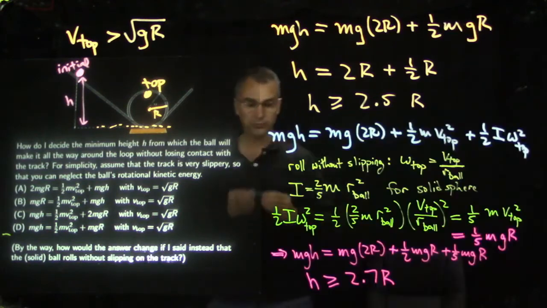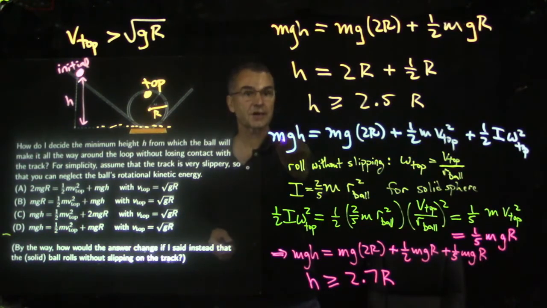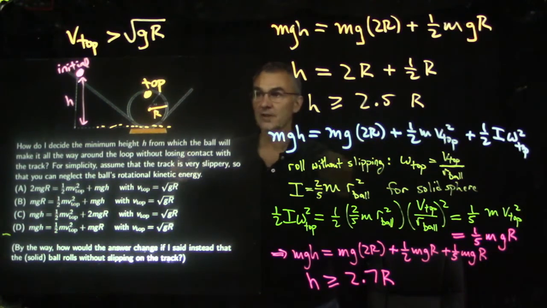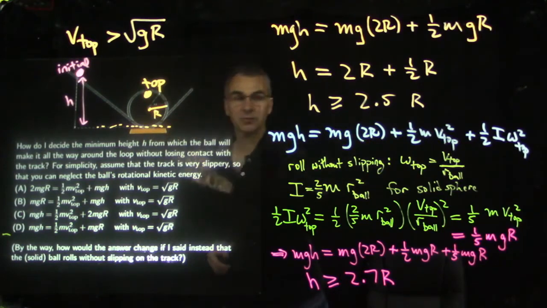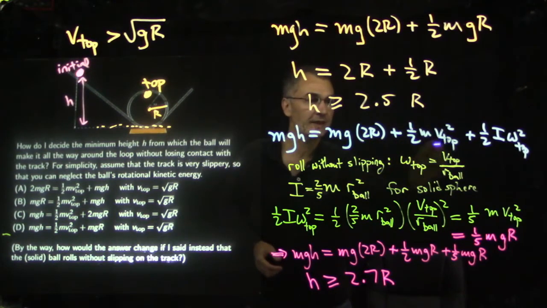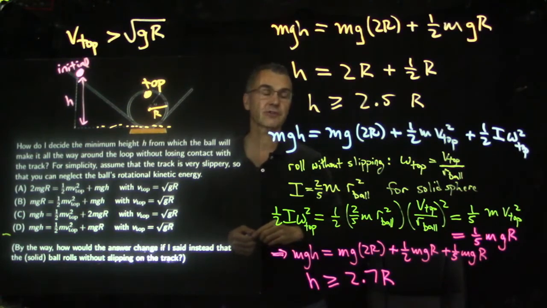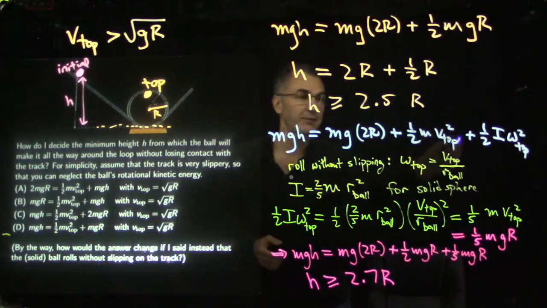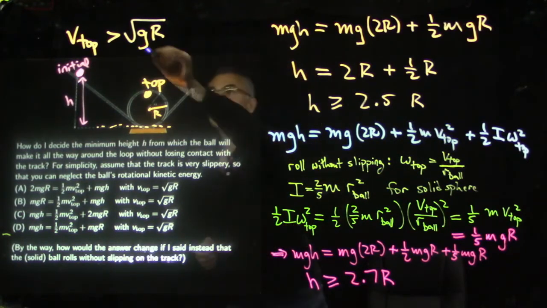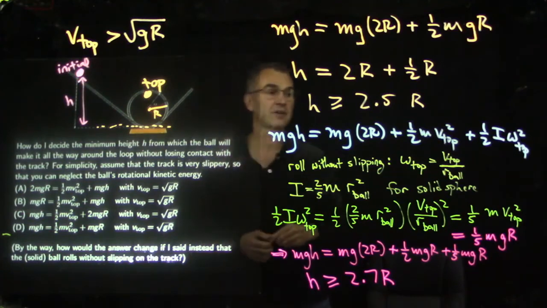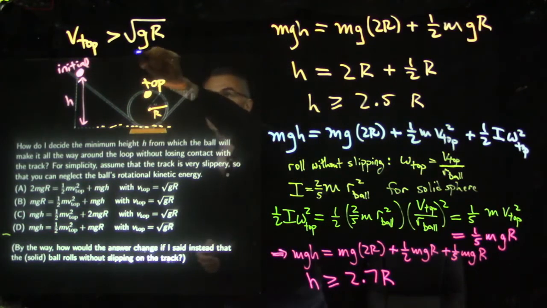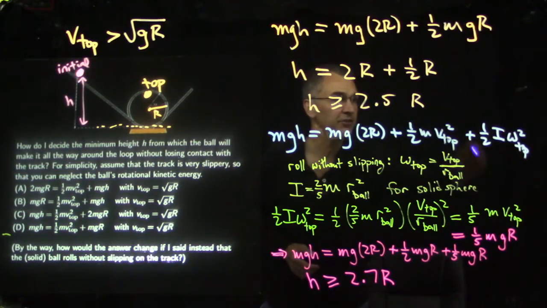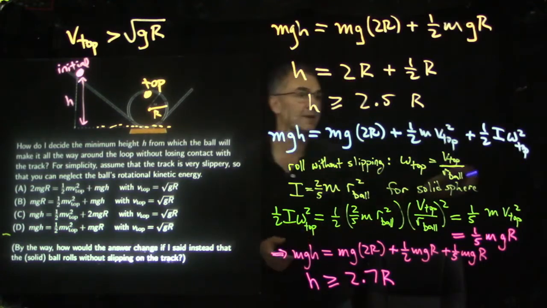So if you do the math, then you have initially mgh, gravitational potential energy, and you're still going to need that gravitational potential energy at the top where your height is 2r above the bottom of the loop. And then you're still going to need 1/2 mv top squared translational kinetic energy in order to undergo circular motion with the minimum necessary speed v top, where v top has to be at least the square root of gr, so v top squared has to be at least gr. But then you have this rotational kinetic energy term, 1/2 I omega top squared.